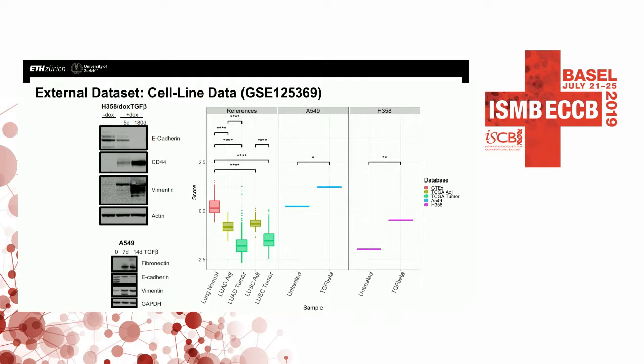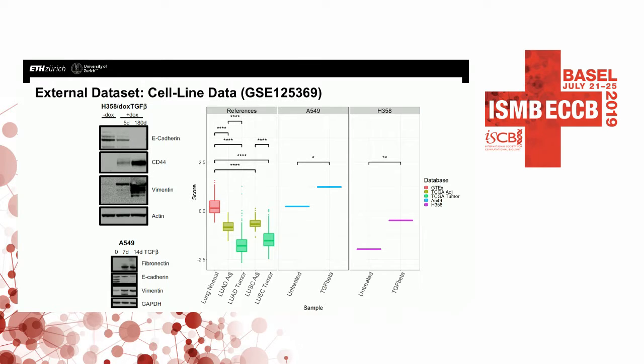So I tested this also on some external data sets. I'm only going to show you one because I don't have enough time. The data set used here is cell line data. Basically, the researchers took two non-small cell lung cancer cell lines, and they treated them with TGF-beta, which induces EMT. So this is pre-treatment and after-treatment samples for these two cell lines.